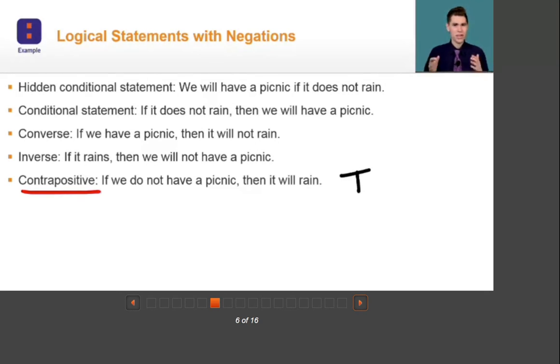You may think, well, you can't control the weather. How is that? But remember, we're focusing on this situation. These people will have a picnic if it does not rain. The only time they would not have a picnic is if it does rain. So in this case, this contrapositive is true. So now you're going to try one.